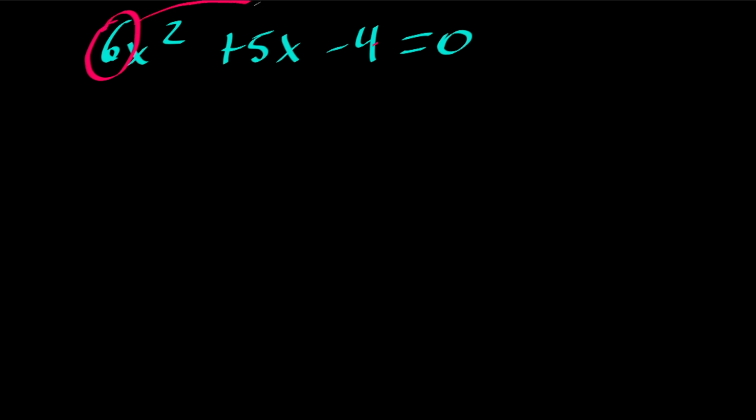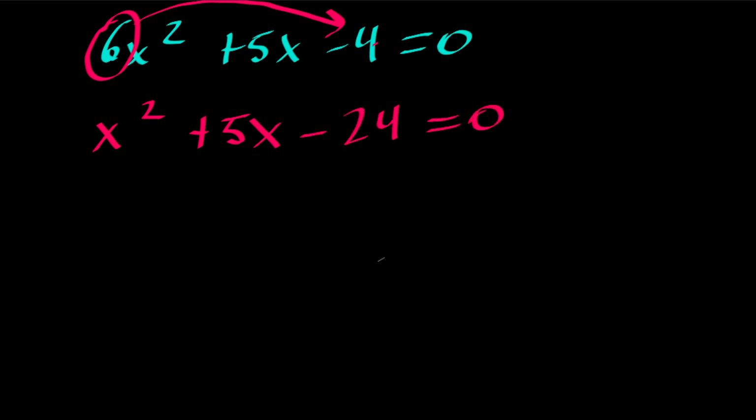You take 6 and you multiply it to the end. Now, we're going to act like this equals 0 is not here when we do this part. We're going to keep bringing it down, but we don't need to multiply 6 by 0. We can just multiply 6 by 4 and we're good. So we're going to change this to x squared plus 5x. And now 6 times negative 4 gives me minus 24. But then I'm going to still make that equal 0. So like I said, you just bring that part down.